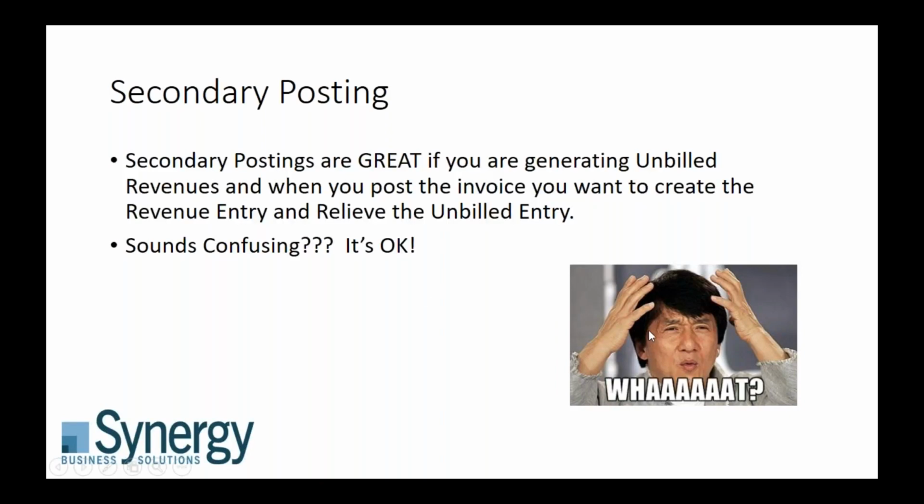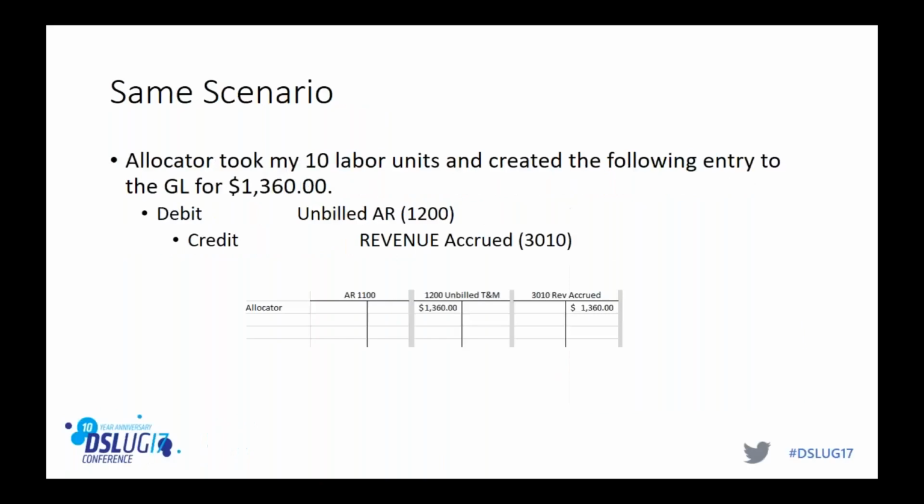T-account it, and I love that because this is kind of, you're like, huh, what? But secondary postings are a great feature. So let's look at the same scenario, but we're going to use a secondary posting entry. So let's say, for example, I have Allocator, and Allocator took my 10 labor units, and instead of just throwing that directly to direct labor, I said, you know what, I only invoice monthly, and I don't want to wait until the time that I print my invoices to know what my revenue looks like for the month.